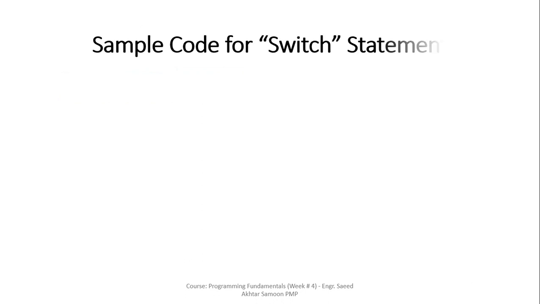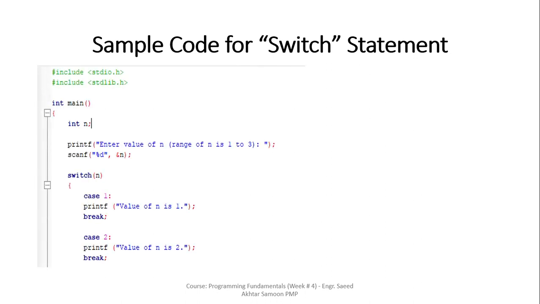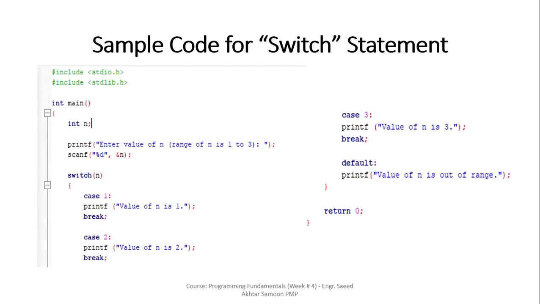So now we will see the sample code and the results, how the switch statements look like. We are taking one input and this time we have named it n, and we are saying enter the value of n, and we are telling the user the range of n is 1 to 3. So that means you can only provide 1, 2 and 3. If you provide 4, you will see this message over here, value of n is out of range. If you provide 0, you will again see this message.